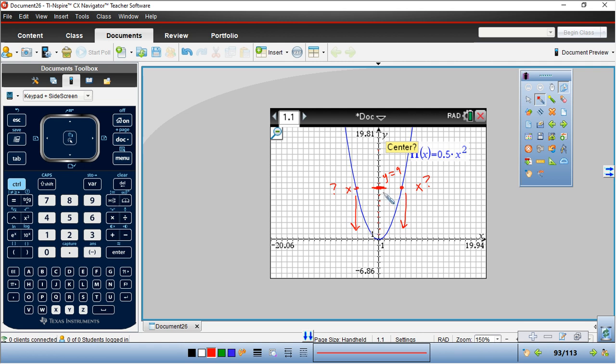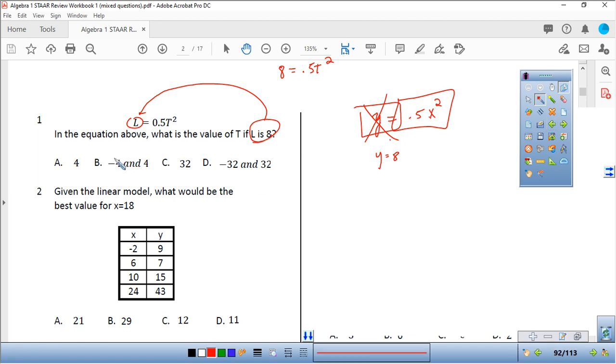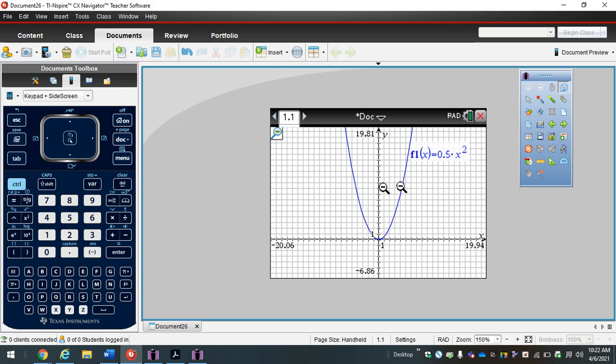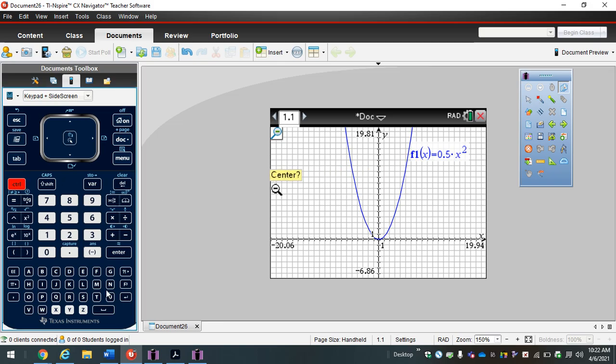Actually, it's 4 and change, right? 1, 2, 3, 4 and change, and -4 and change. So my answer choice is right there. Now I'm going to show you this thing. You can do it another way. I'll show you the other way, and this is actually way cool.